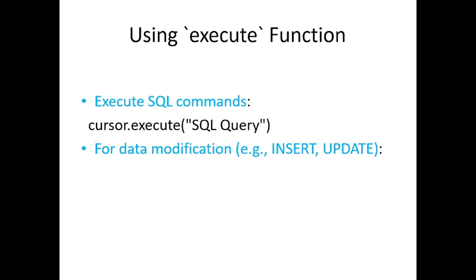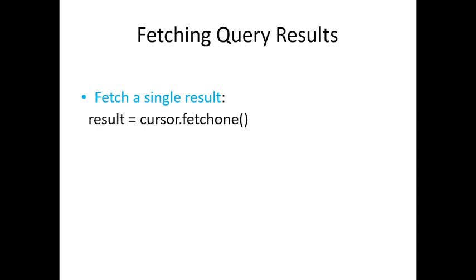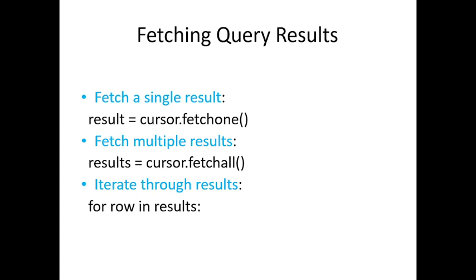Now if you want to modify the data, then use the connection.commit command. For fetching the query results, for a single result you can use the command cursor.fetchone, and for multiple results you can use the command cursor.fetchall. For iterating through the results you have to use a for loop: for row in results, print row. This will print all the rows of the table that is present in the database.